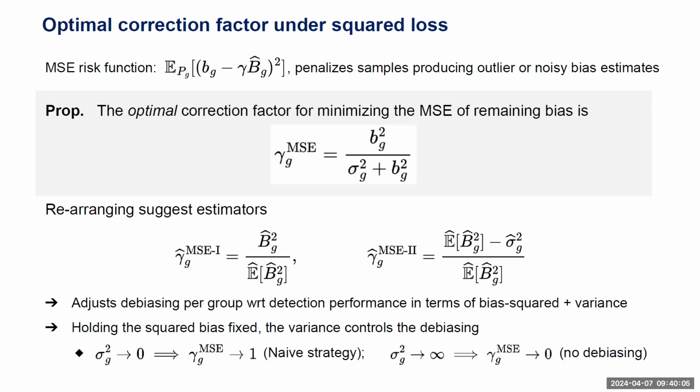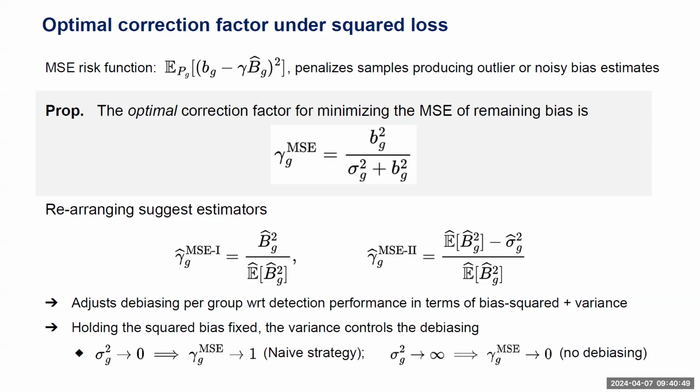And what they show, say the first one here, for instance, is that if you care about minimizing the mean squared error of the remaining bias after debiasing, then you should set the correction factor to your estimate of the bias per group over, say, the average of bootstrap estimates thereof, right? Or you could do it to the right, where again you use bootstrap estimates, but also the variance of the bootstrap estimates, to correct that. And what this shows is that it adjusts the debiasing per group with respect to both the magnitude of the square and the variance.